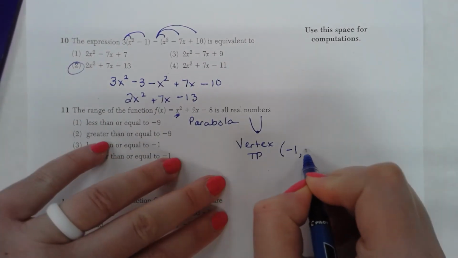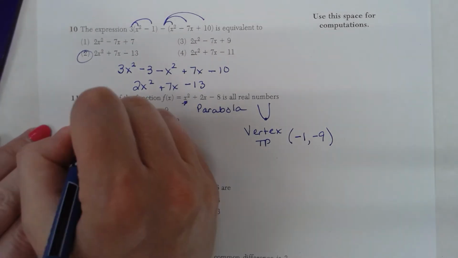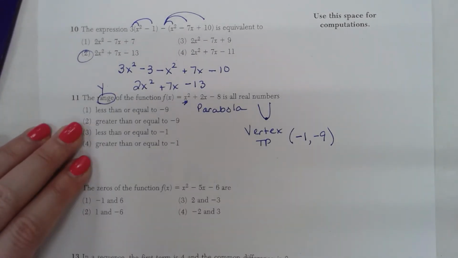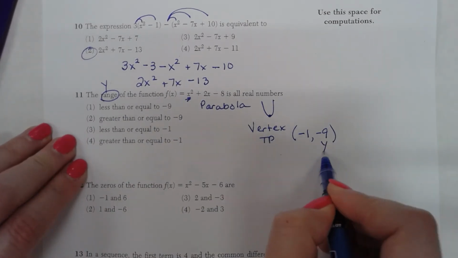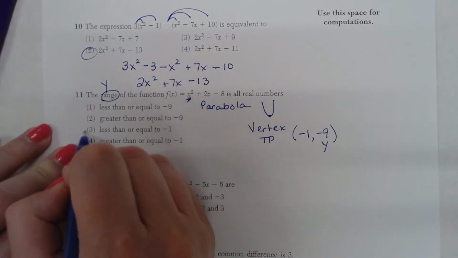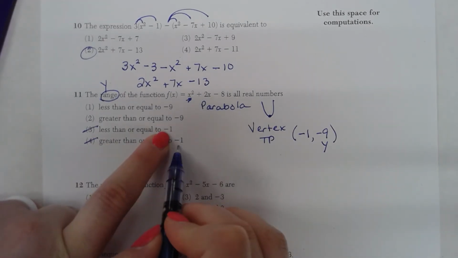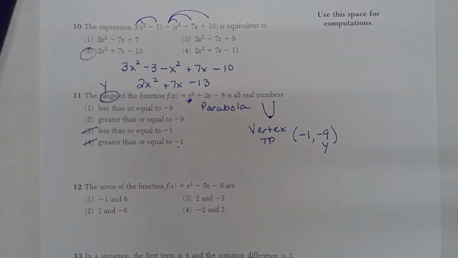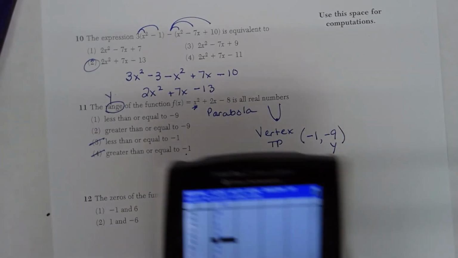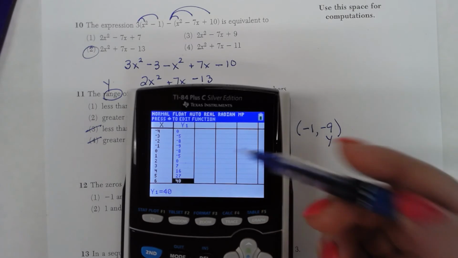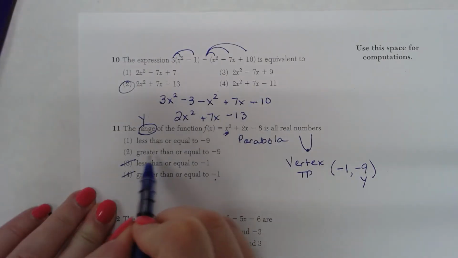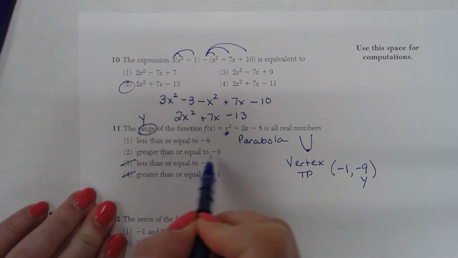-1, -9. Now, range means all the y values. So if you look at this, this has nothing to do, because if I want the range, I have something to do with that -9. So immediately cross out choices 3 and 4. They're focused on the x values. Well, we don't want that. We're talking about the range. So it's something with the -9. And if you look at this, are all of the other y values in the table bigger than -9 or less than -9? Well, as you continue to scroll, look at these numbers. They're all bigger than -9. So the range is all numbers greater than or equal to -9. There's your choice.